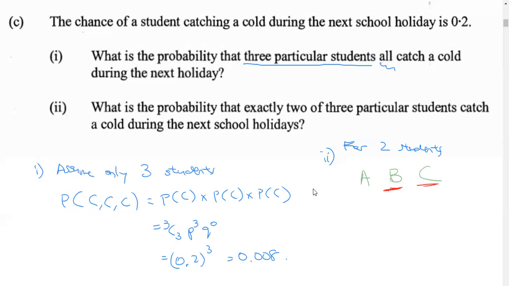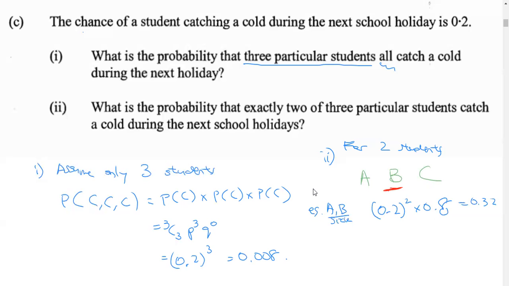So I think a common mistake might be to just say, okay, we'll take 2 students getting sick, so that's 0.2, and 1 staying well, and that's 0.8. And so I think a lot of students may have done 0.2 all squared times 0.8, giving you an answer of 0.032. But note, that's for a particular combination, e.g. A and B sick.